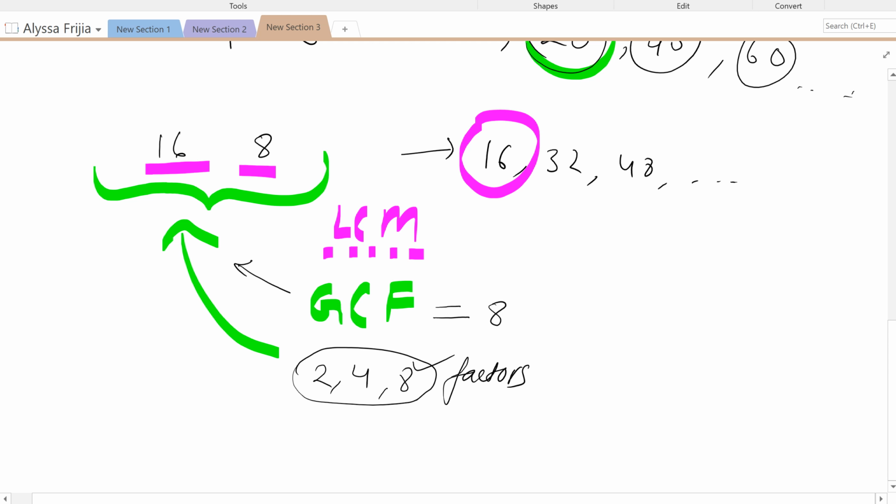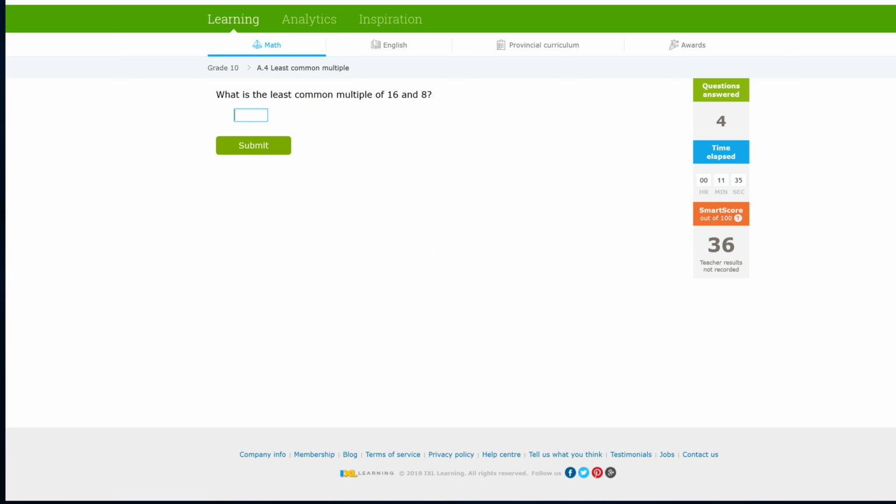Now, do you see the difference between these two things? These are the factors, and we picked the greatest. And these other numbers are divisible by them. These two numbers divide them, and the least is 16. I hope it makes sense to you. Good. Now the next problem.